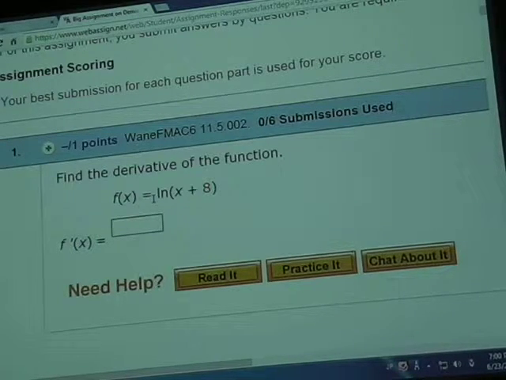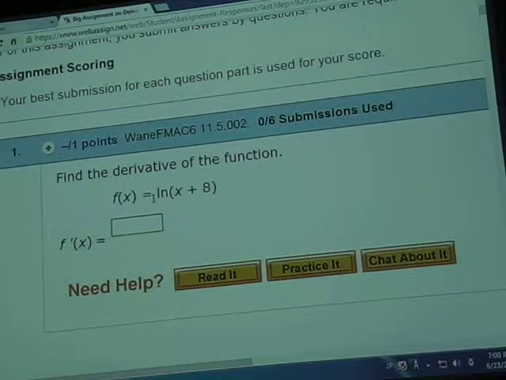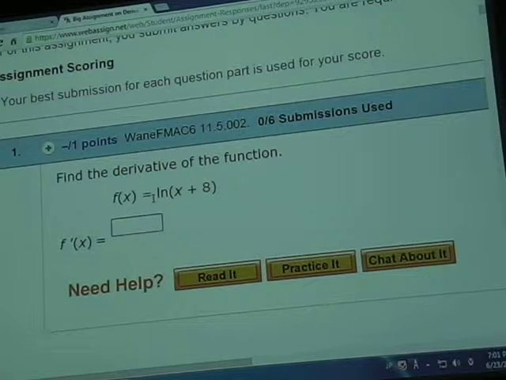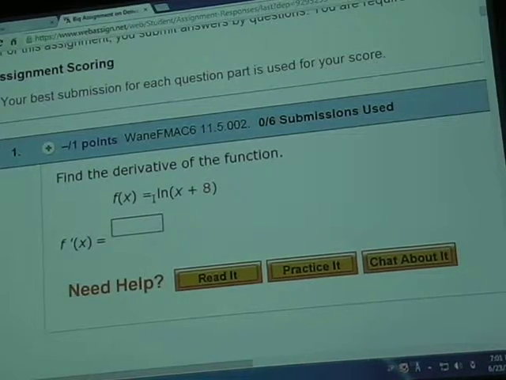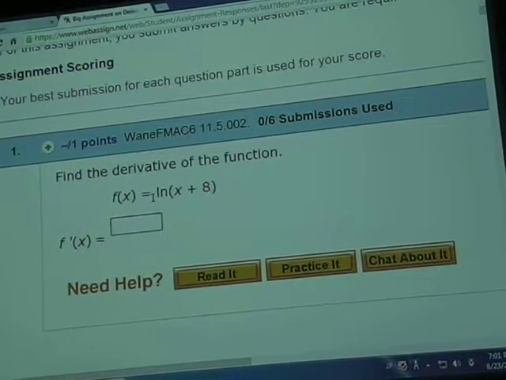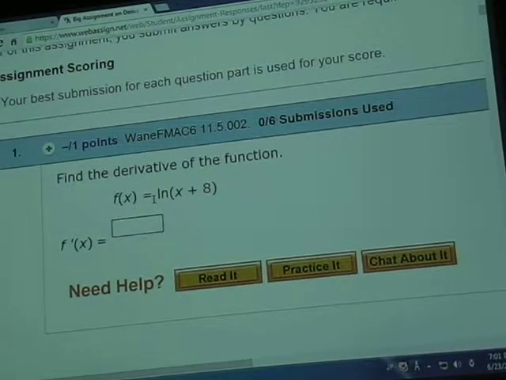You need to practice it. Write it down on a piece of paper. Good practice. At least try it. If you don't try it, then when I tell you the answer, you won't really get it.